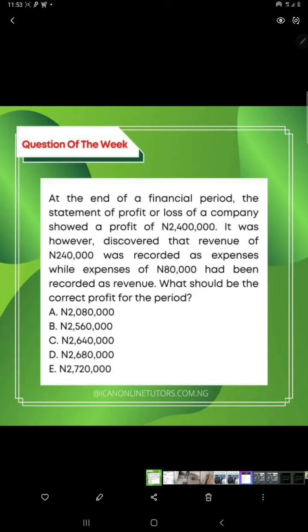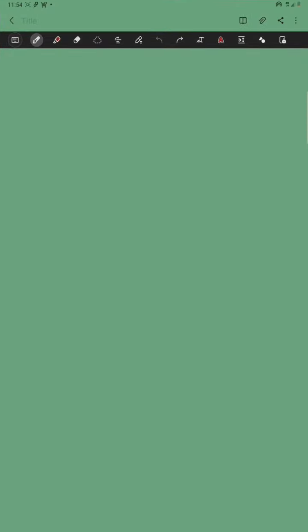So let me read out the question. At the end of a financial period, the statement of profit or loss of a company showed a profit of 2.4 million naira. It was, however, discovered that revenue of 240,000 was recorded as expenses, while expenses of 80,000 had been recorded as revenue. What should be the correct profit for the period? So let's provide the solution now.